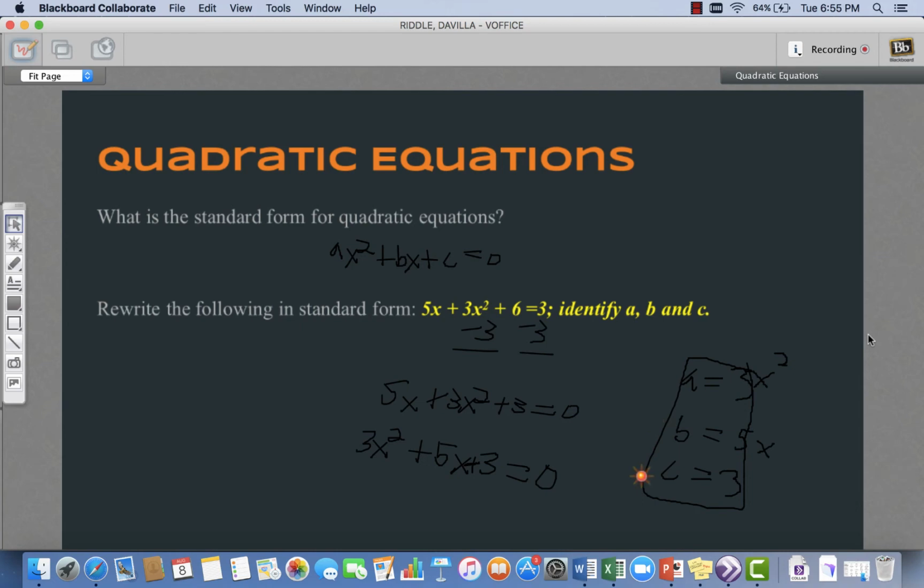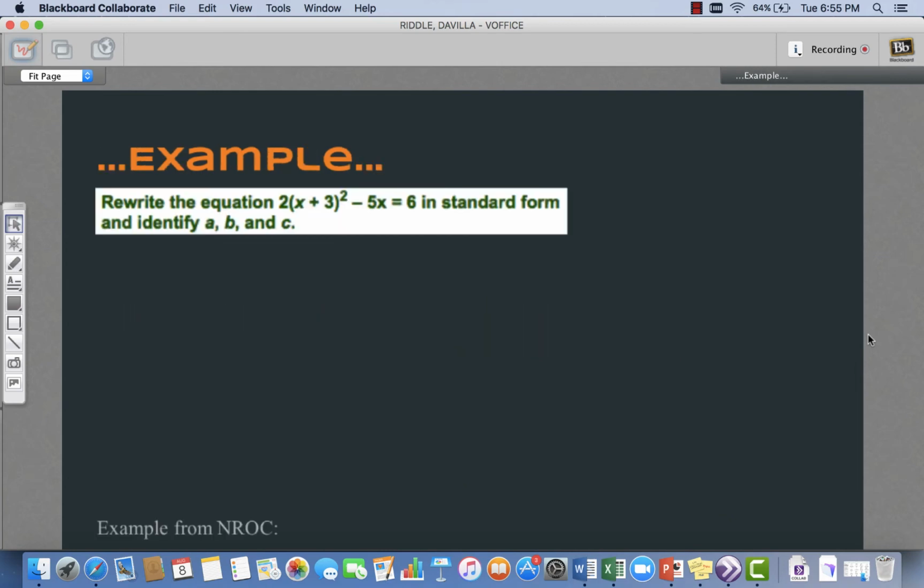So that's how we can put quadratic equations into a standard form. One quick example here is that we would want to rewrite this equation into standard form. And I'll briefly go through this right here. There are a couple of ways that you can do this, multiply this out. So we have 2 times x plus 3 squared, or in other words, a duplicate of it, right? Minus 5x equals 6.